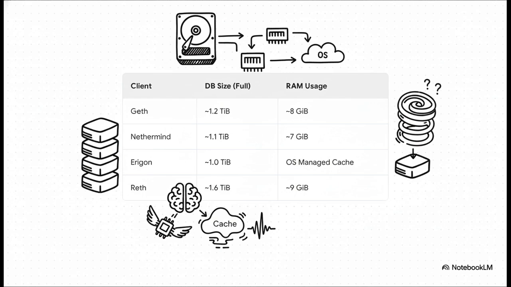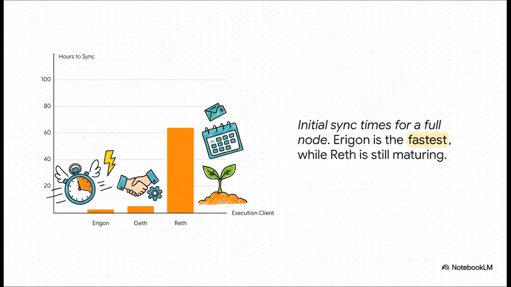Now, the RAM column is really interesting. For Erigon, it says OS Managed Cache. What that means is it basically tells the operating system, hey, use whatever free RAM you have to cache the database. On a machine that's dedicated to running the node, that can be a really, really efficient way to manage memory.